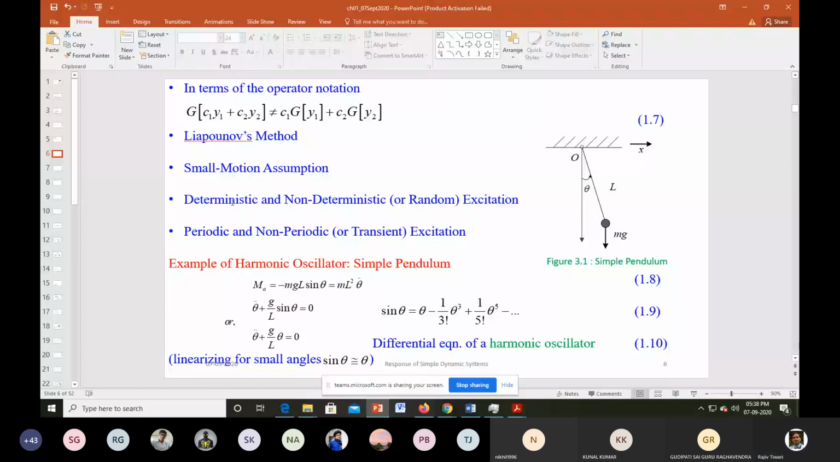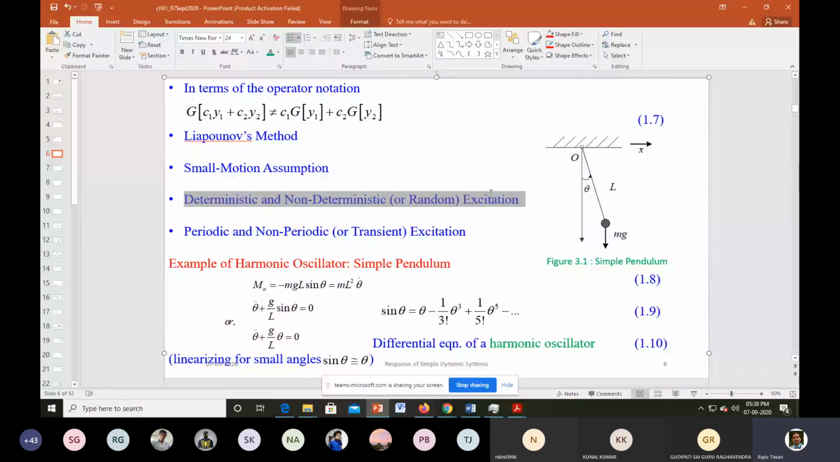But before that, let us see what kind of forces are there in the system. Because we have talked about the mass, we have talked about the stiffness, damping we'll talk about later, but what about the forces? What are the different kinds of forces we can have? There are two broad categories of forces. One is the deterministic force and another is the non-deterministic or random force.